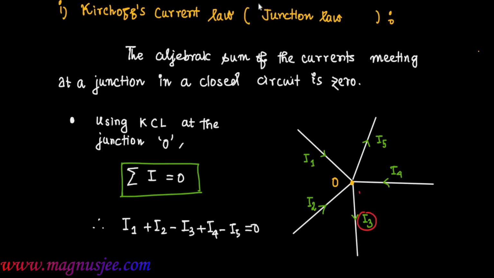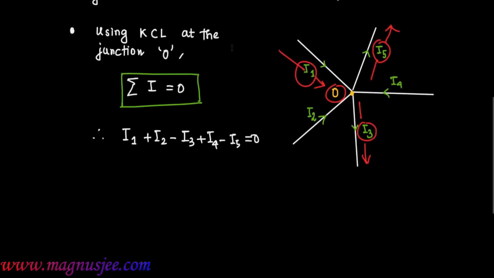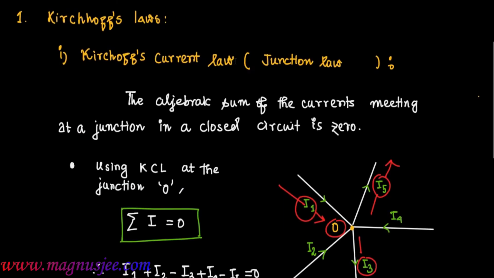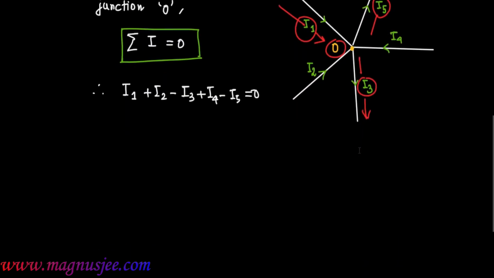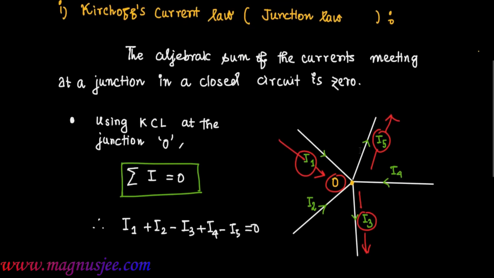In the diagram, the currents I3 and I5 are flowing away from the junction, and the other currents I1, I2 and I4 are flowing towards the junction. That's why the currents I1, I2 and I4 are taken as positive, and the currents I3 and I5, flowing away from the junction O, are taken as negative.